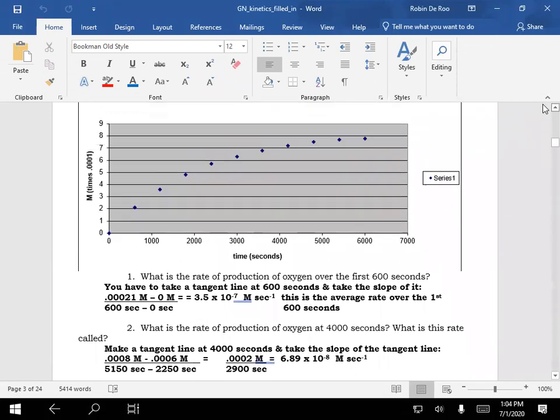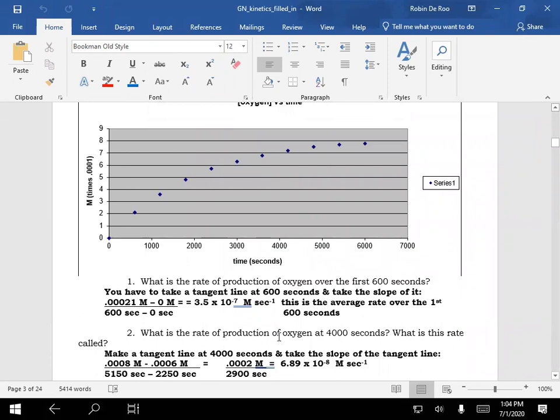So now we're asked about the rate of production of oxygen at 4,000 seconds. So 4,000 seconds, that would be right here. So we would go up at 4,000 seconds. We would hit our line. And then we would have to make a tangent line at our 4,000 seconds, much better. And we would get the slope of our tangent line at 4,000 seconds.